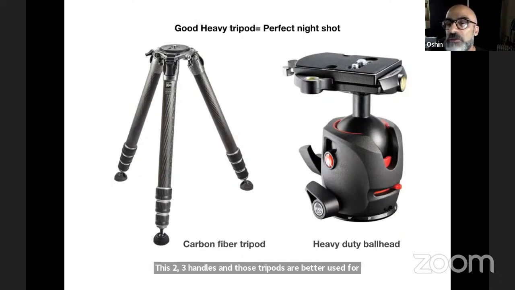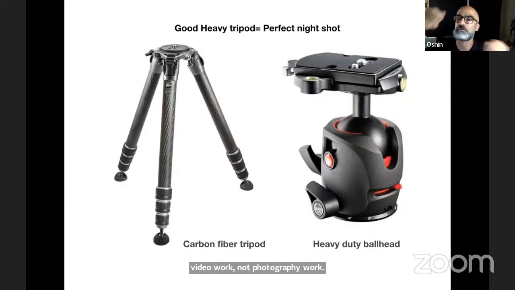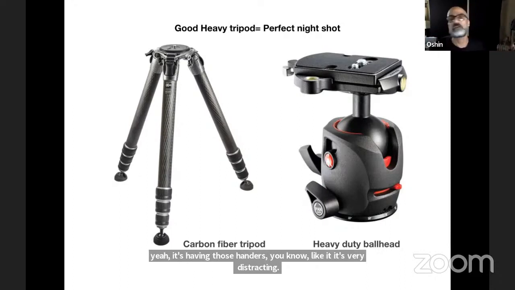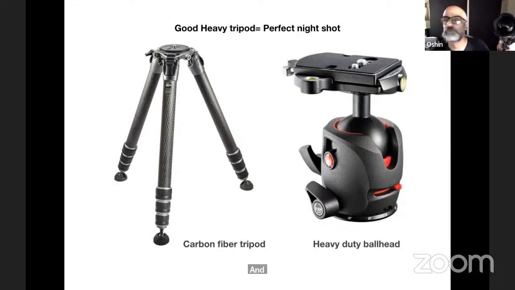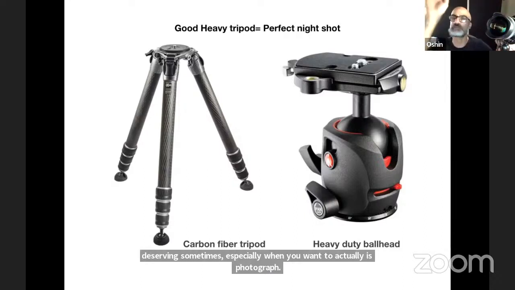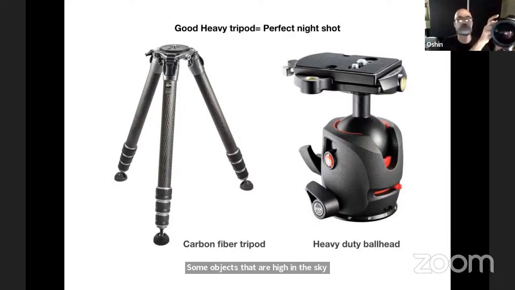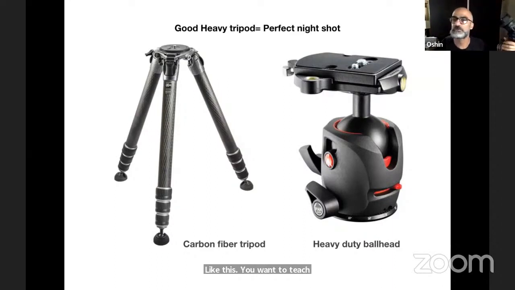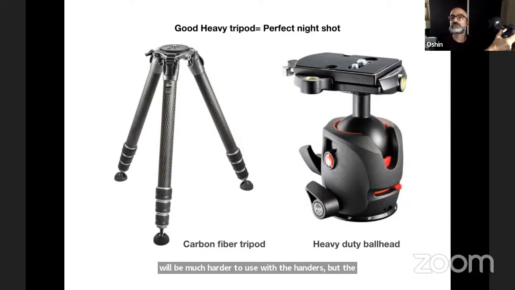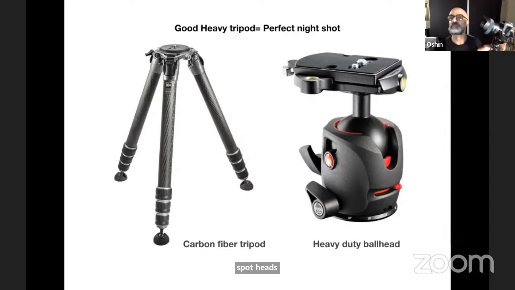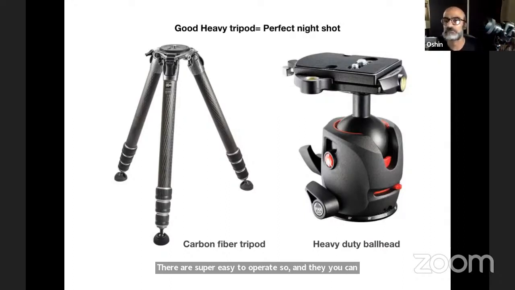Having those handles is very distracting and disturbing sometimes, especially when you want to photograph objects that are high in the sky, and you want to point your camera like this, tilting upwards to the sky. Those will be much harder to use with the handles, but these ball heads are super easy to operate, and you can turn the camera to all different directions without any trouble.